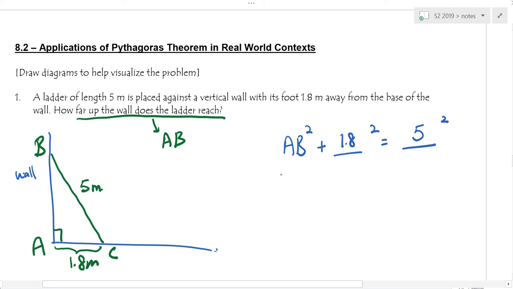So how do I solve it? Press calculator. What's the answer for 1.8 squared? 3.24. And this is 25.